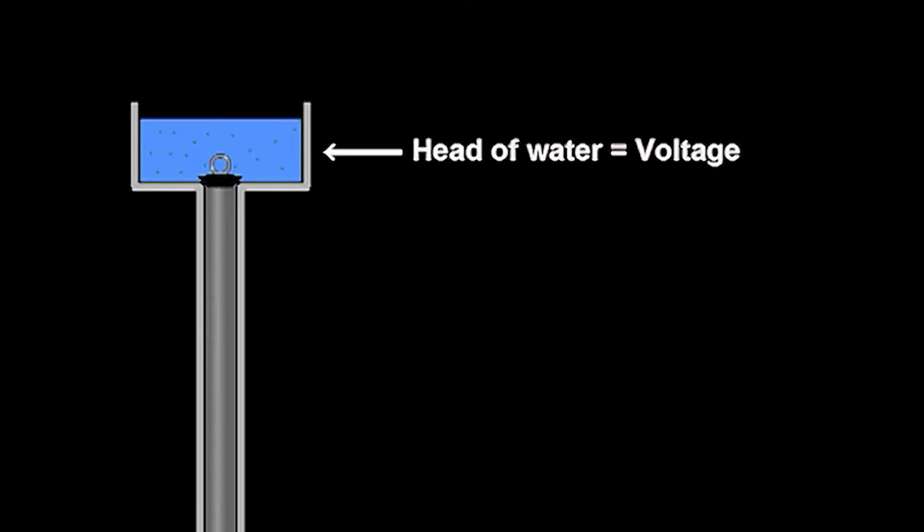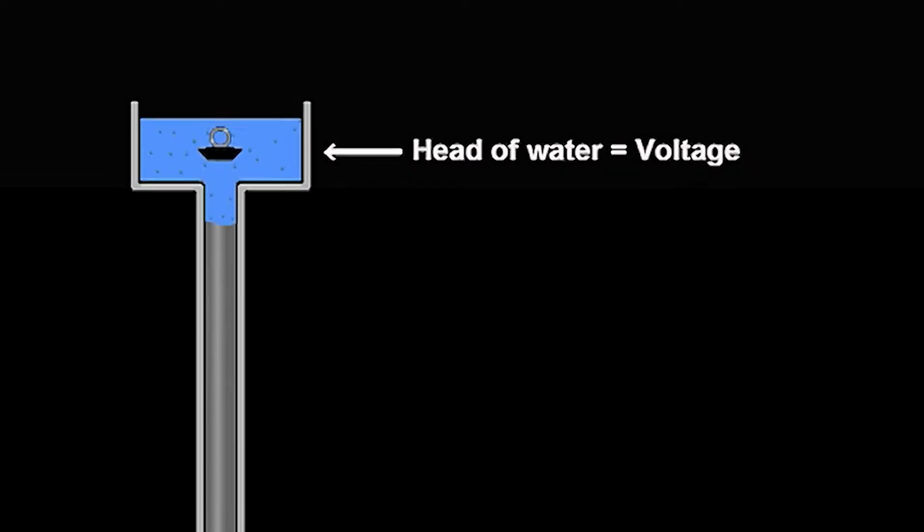Now, in an electronic circuit, we know the current has to have somewhere to flow. It has to have a continuous circuit from positive right round to negative. But leave that aside for the minute. The plug is working a bit like a switch. Pull out the plug and it's like switching the circuit on. As soon as you remove the plug, then water will flow through the pipe.